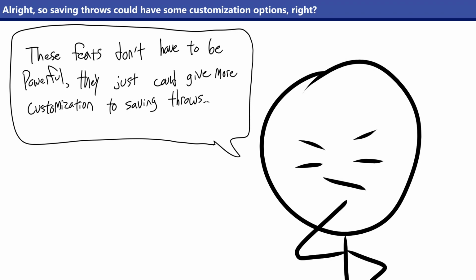As it is right now, getting increasingly higher and higher saving throw proficiencies is amazing and a huge boost to your survivability. However, a lot of the time it doesn't really feel like there's a lot of agency in how that affects the character.